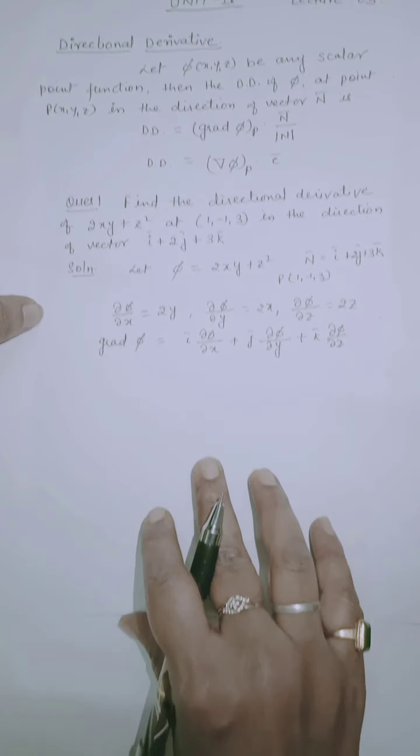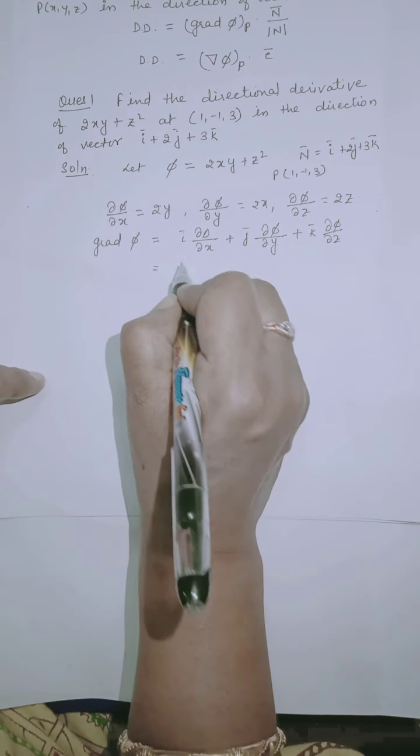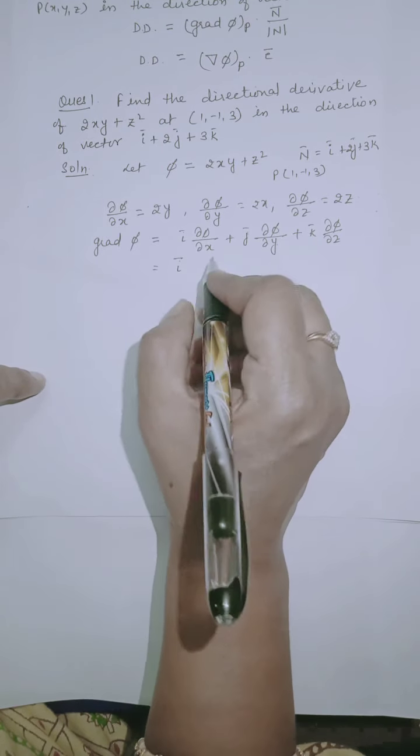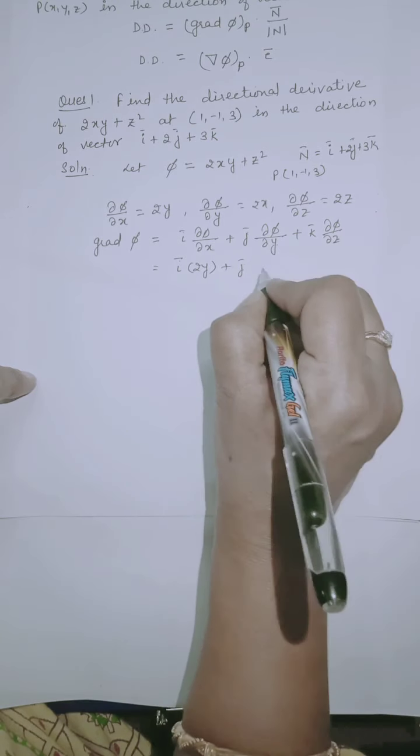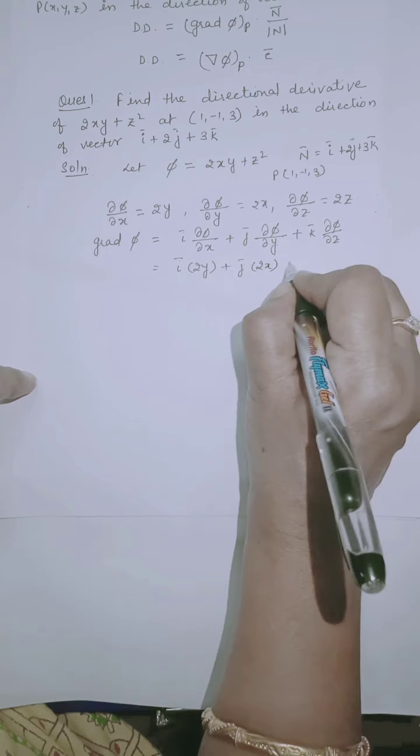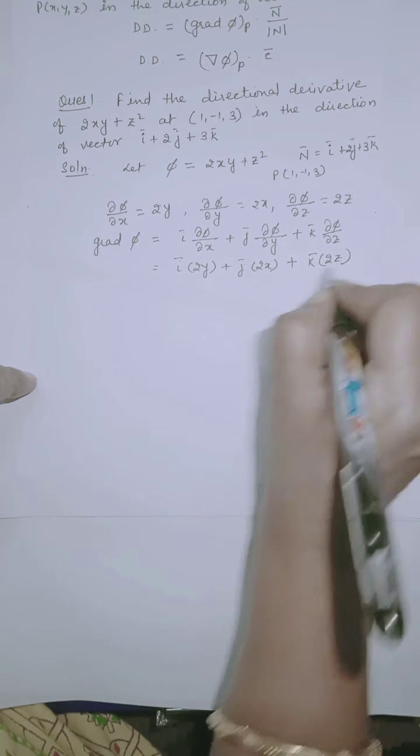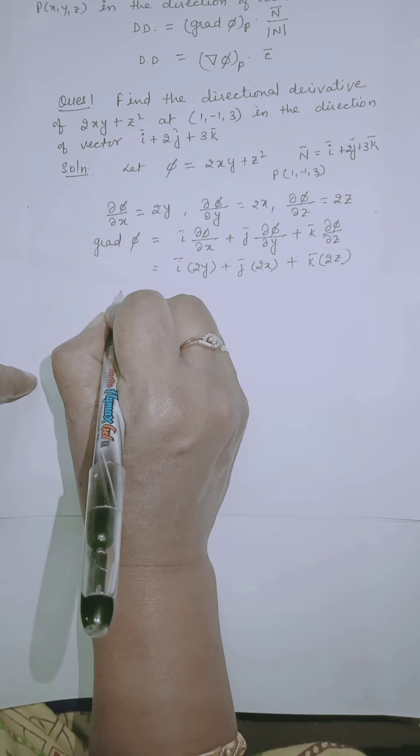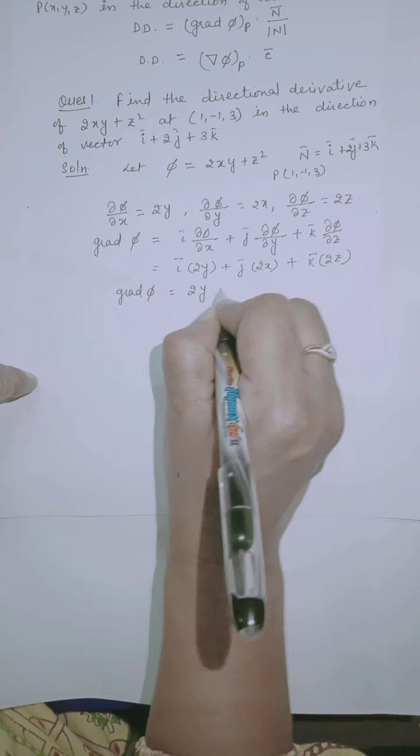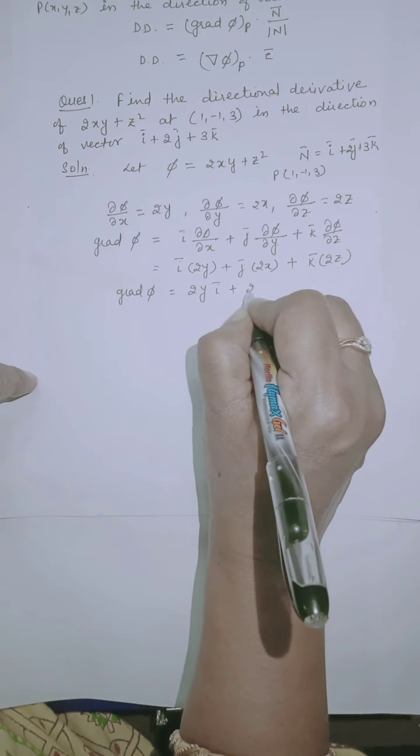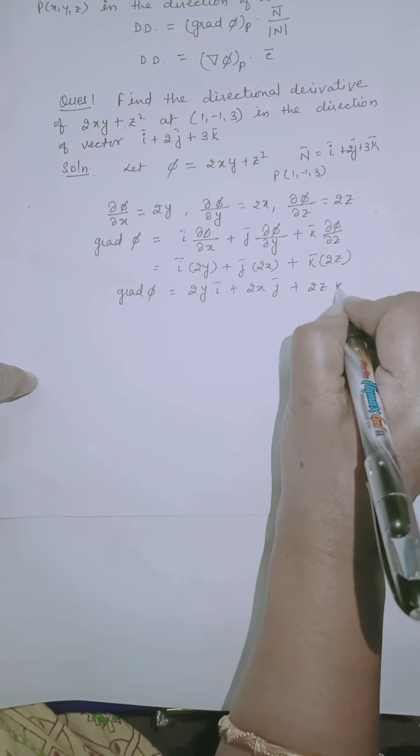So let's substitute the values here. So this is equal to I del phi by del x is nothing but 2y plus j del phi by del y is nothing but 2x plus k del phi by del z is 2z. So you got the value of grad phi is equal to 2yi plus 2xj plus 2zk.